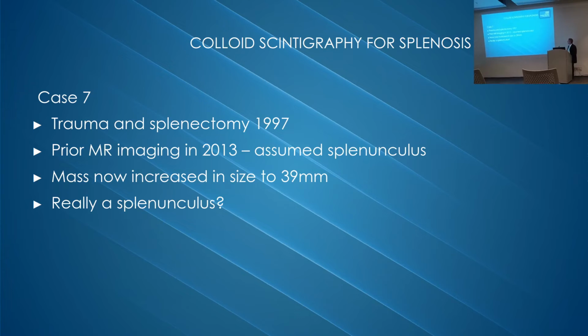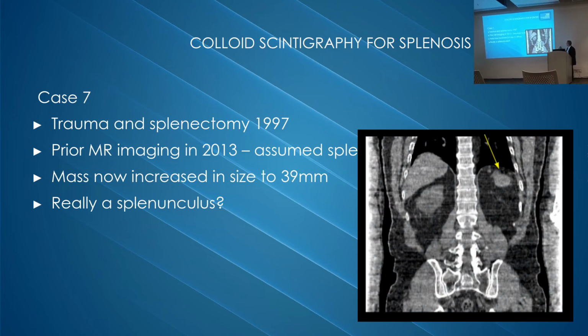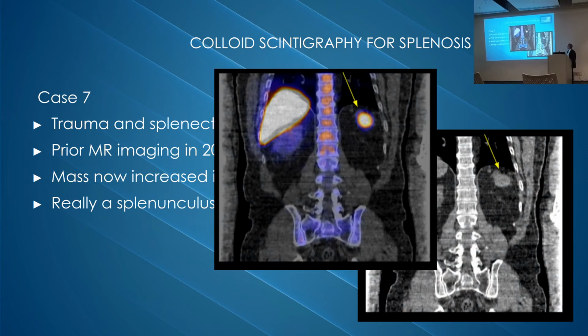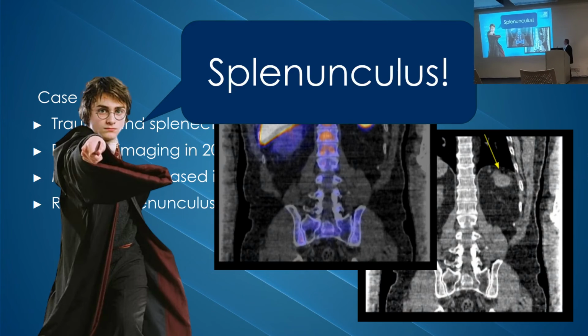So this one, we have to go way back to 1997. Some of the people in this room were even born then, but trauma and splenectomy in 97, MR imaging in 2013, and it was assumed to be a splenunculus on MR imaging. How dare they? The mass has been slowly increasing, is now 39 millimetres, so is this really a splenunculus? How could we possibly find out? Here's the lesion on the CT, here's the nanocolloid imaging. We can see a nice avid uptake. Again, 1, 2, 3, splenunculus.